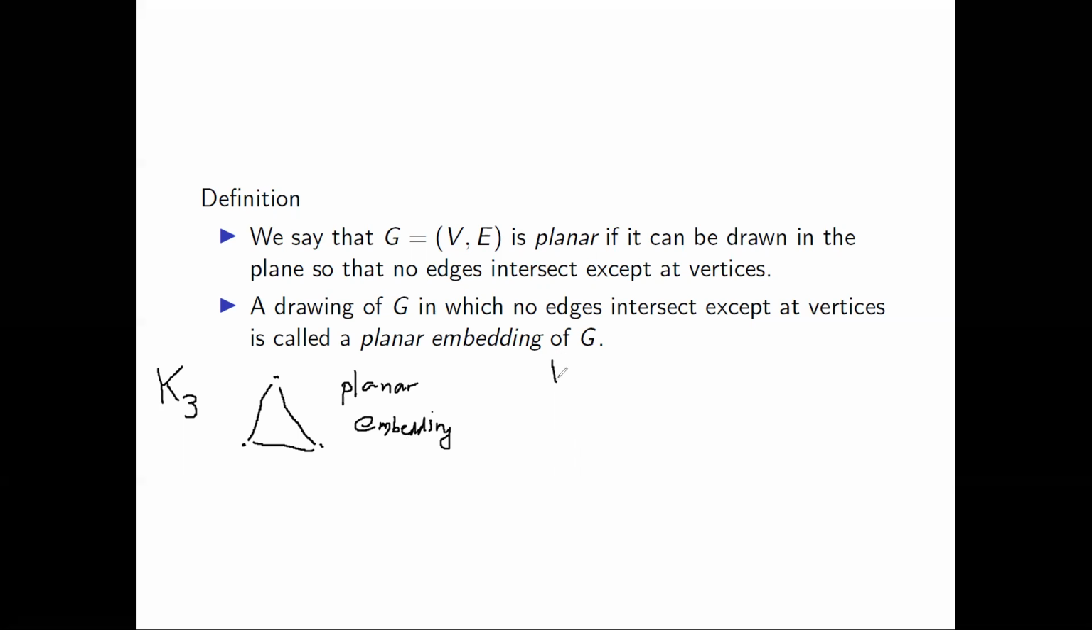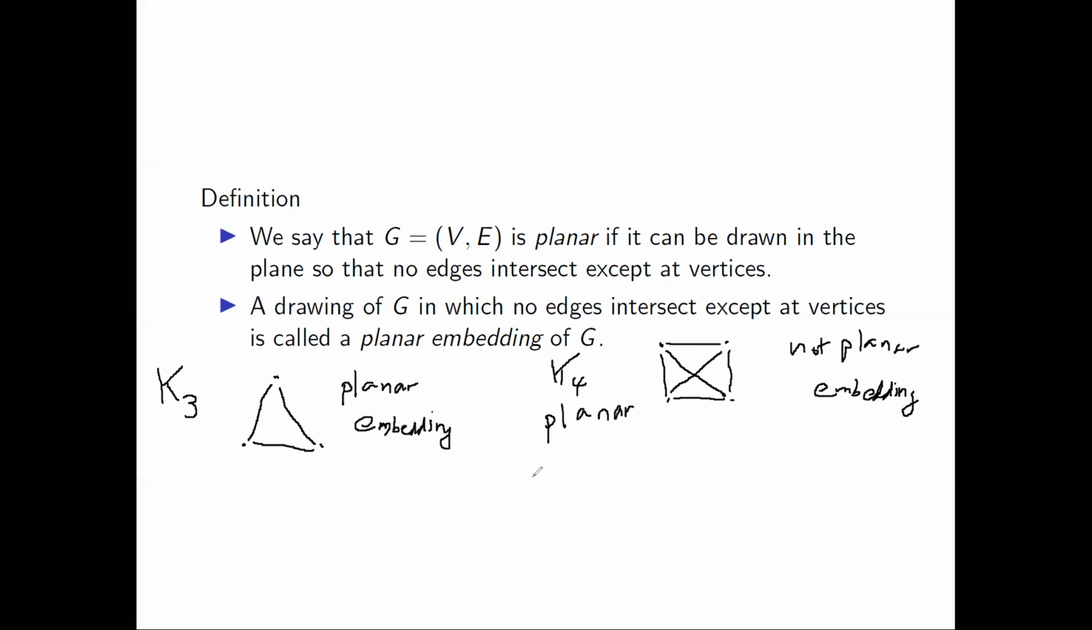Another graph that we've seen sometimes is K4, complete graph of order 4. And usually when we draw that one, we have 4 vertices arranged in a rectangle. And then we draw the other 2 edges intersecting in the interior of the rectangle. That would not be a planar embedding. However, K4 is planar. So K4 has a planar embedding. It's just that the way that we have normally drawn it is not planar.